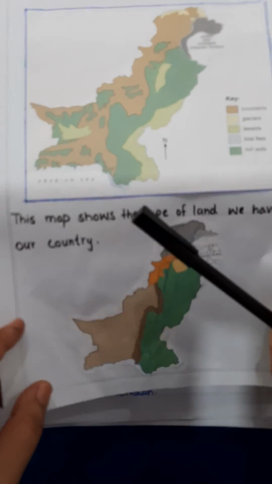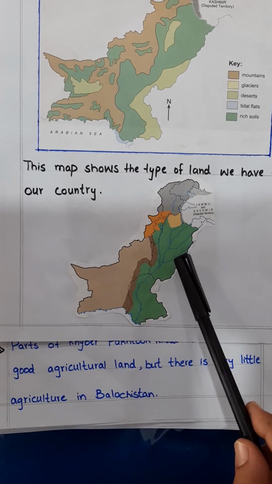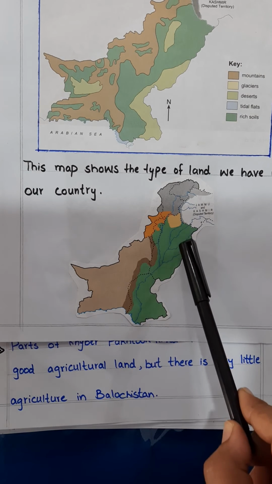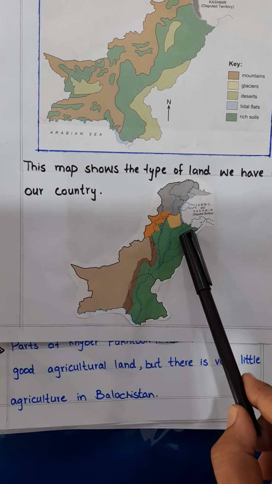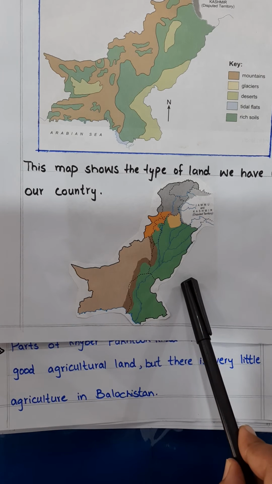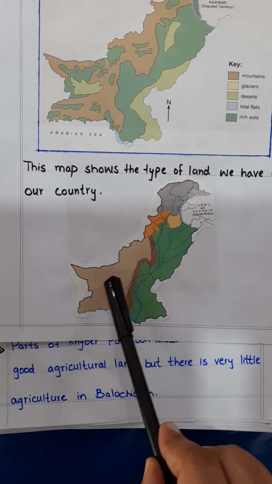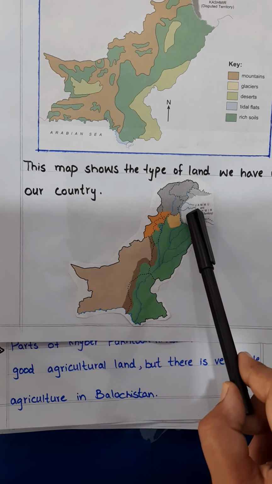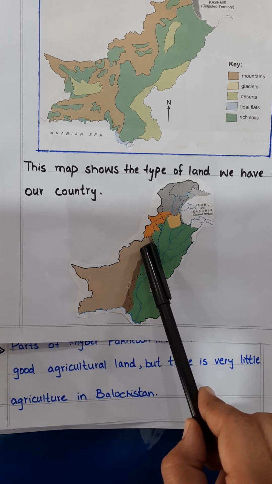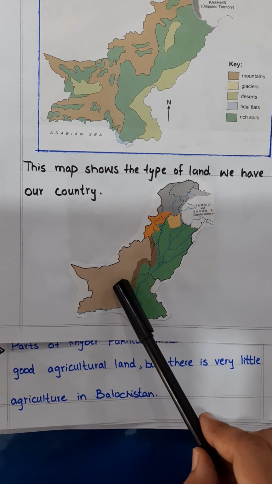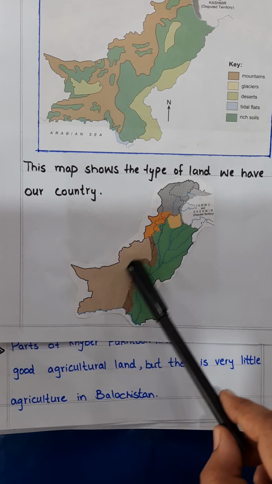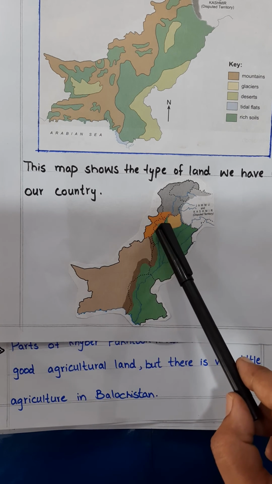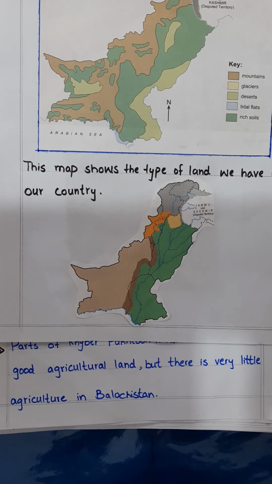You can see in this picture, because of the river Indus, the eastern part of Pakistan is fertile, and most of our agriculture is done here. But in the western part we have hilly areas, and in the north of Pakistan we have mountainous regions. So there is very little water. Balochistan is a hilly area, so no agriculture is done there. In Khyber Pakhtunkhwa there is very little agriculture.